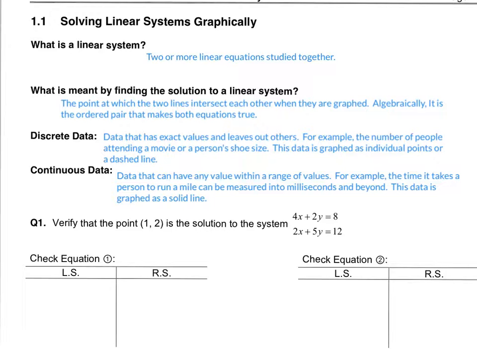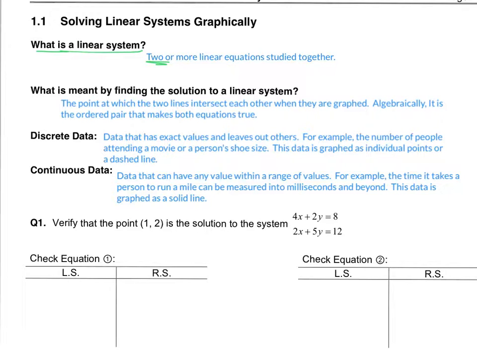So first of all, what is a linear system? A linear system is two or more lines studied together. Now in grade 10 we only look at potentially two. We don't really get into bigger systems where we have more than two lines, so our focus will just be on studying two lines at a time here.